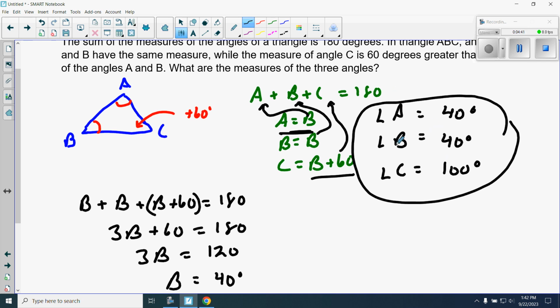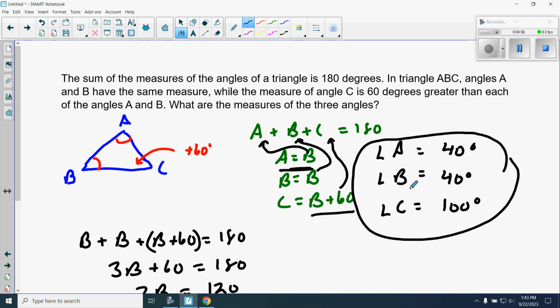Angle A and angle B are both the same measures, as it says in the reading. And angle C is 60 degrees more than angle B, 60 degrees more than angle A. Everything it says up here in the English and everything it says down there in the math lines up and parallels each other.